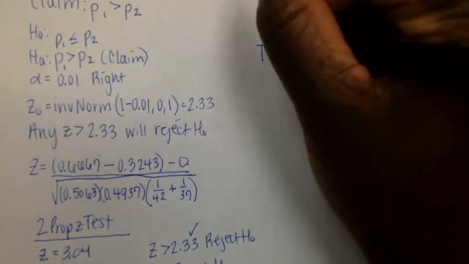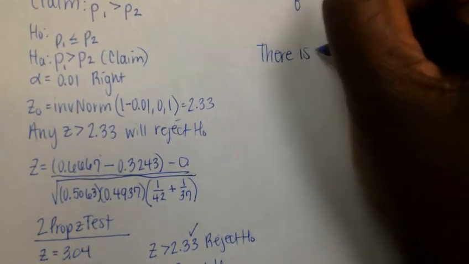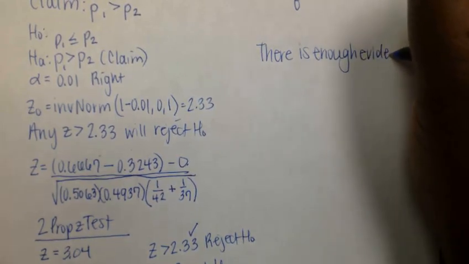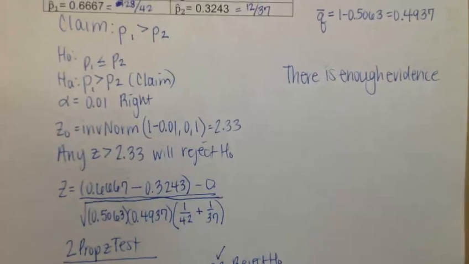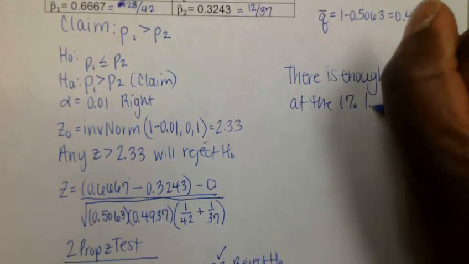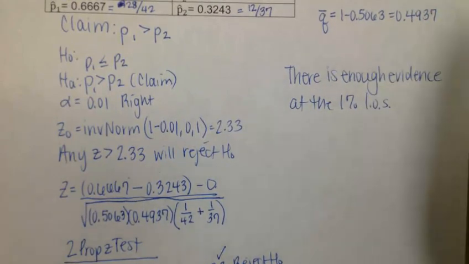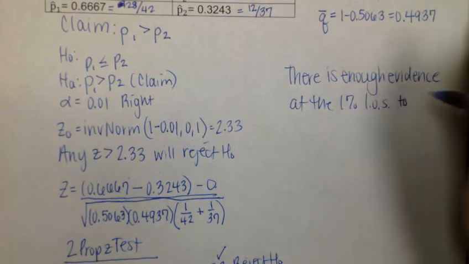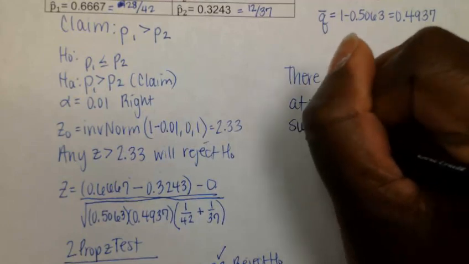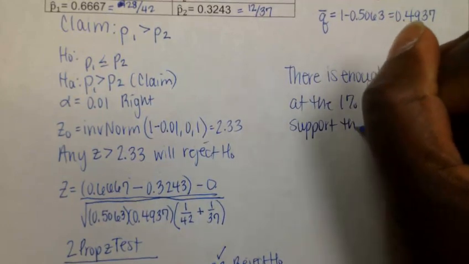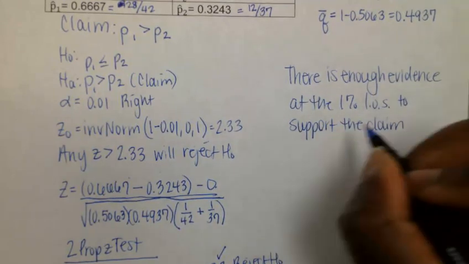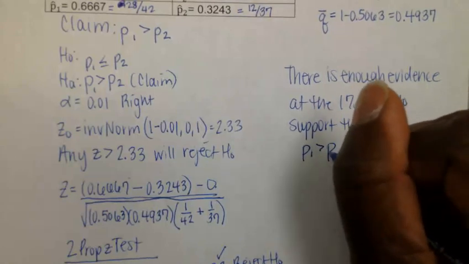So reject H0 means there is enough evidence at the 1% level of significance. Our claim was HA, so that's a support. The claim, I'm going to get my P's right this time, y'all: P1 is greater than P2.